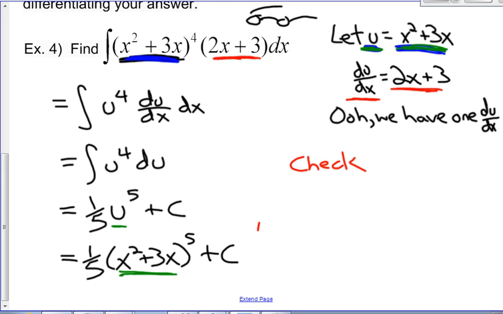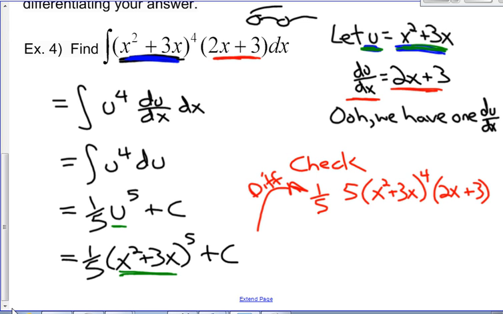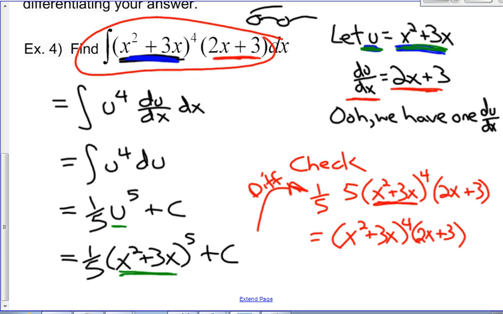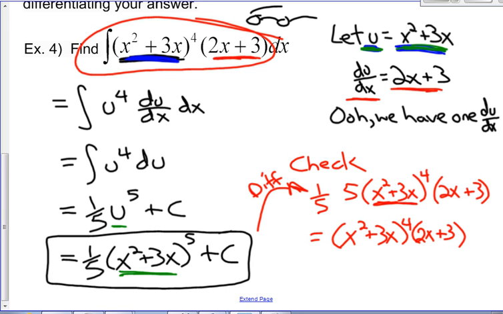Let's check by differentiating what we've got out front. That would give us 1/5 times, the 5 would come down front. And then we'd have x squared plus 3x now to the 4. And the chain rule would say now times by 2x plus 3, the derivative of the inner. That would be (x squared plus 3x) to the 4 times 2x plus 3, which is what we started with. So we must have done this right. The final answer is this. The check is in red, just to make sure.